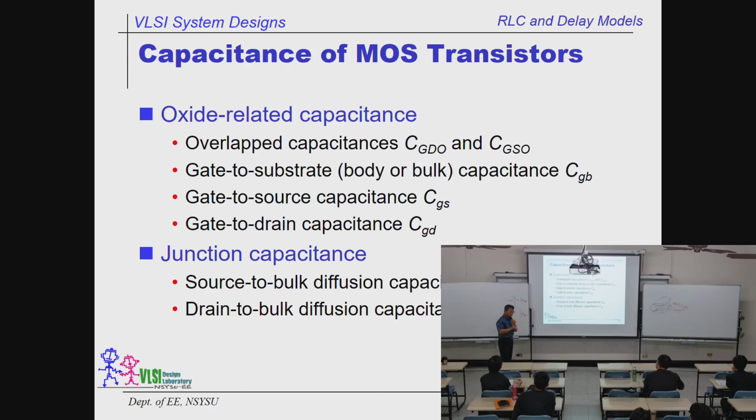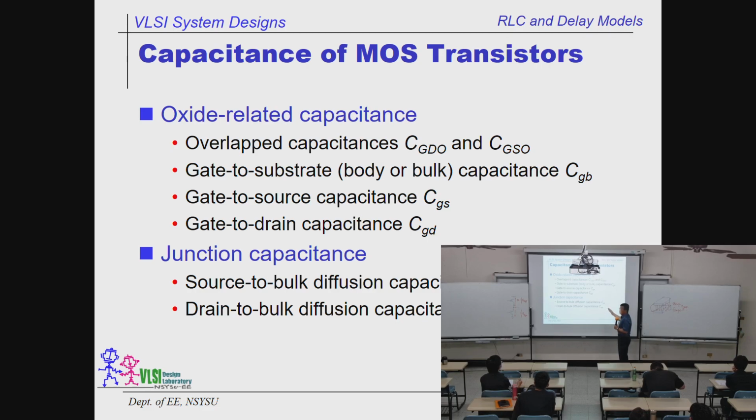It's hard to remember, but that's not hard. You just check the subscript. The first one is called the CGDO. C stands for the capacitor, G means gate, D means drain, and O means overlap. I will show you why it's called overlap. And CGBO, sorry, gate to bulk, to the big bulk. And gate to source, gate to drain. This is very obvious to understand.